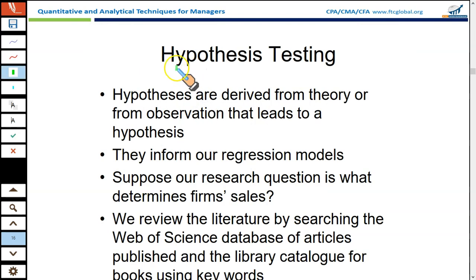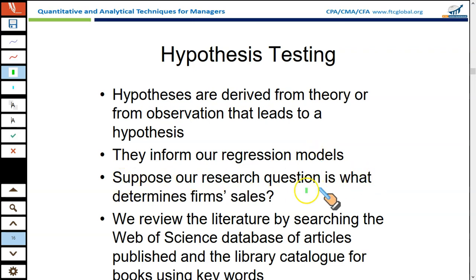Okay. Hypothesis testing. Hypotheses are derived from theory or from observation that leads to a hypothesis. Hypotheses are driven from theory or sometimes observations that lead to specific hypotheses. They inform our regression models, and they help shape the regression models we use in our research.